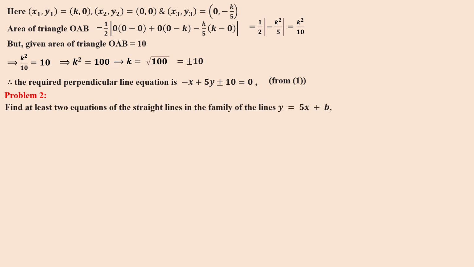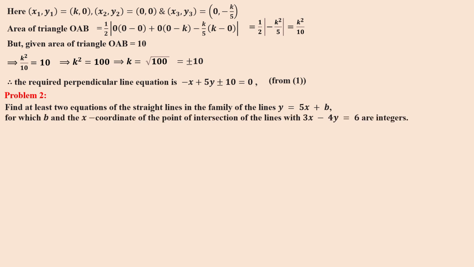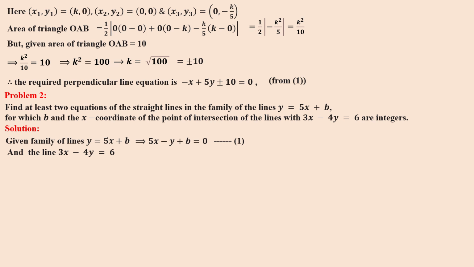Find the least two equations of the straight line in the family of lines y = 5x + b, for which b and the x coordinate of the point of intersection of the line with 3x - 4y = 6 are integers. So the given family of lines y = 5x + b can be written as 5x - y + b = 0. That is equation number 1.